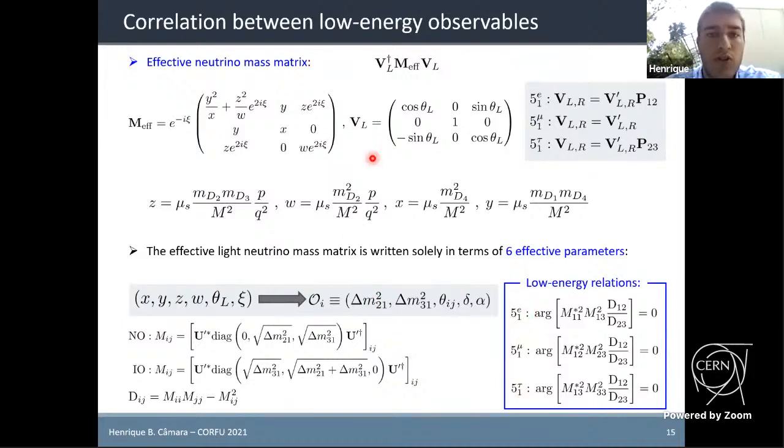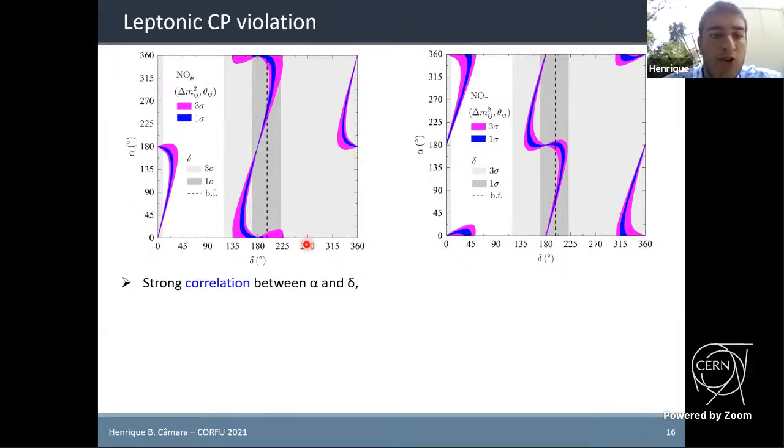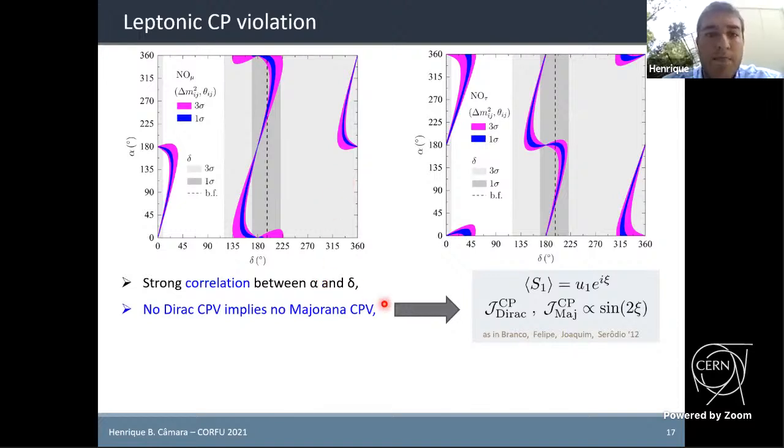Therefore, now we are going to study leptonic CP violation. You notice, just by glancing at these 2 plots, that the delta and alpha phases are strongly correlated in our framework. Furthermore, Dirac and Majorana type CP violating effects have a common origin in our work that lies in the complex VEV of the singlet S1. This implies that if there's no Dirac CP violation, there will be no Majorana CP violation. You can see, for example, by looking at the left plot for the delta equals 180 degrees point, we're going to have alpha equals 0, 180 degrees, or 2 pi.